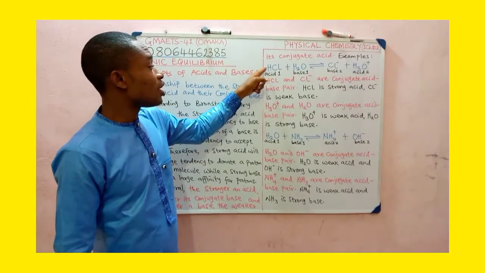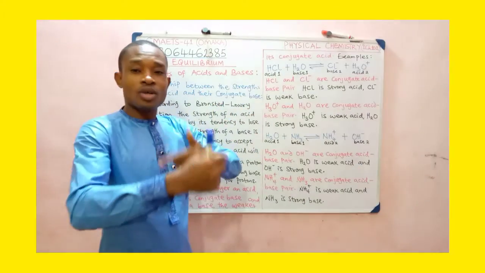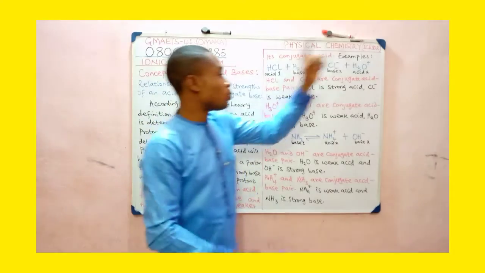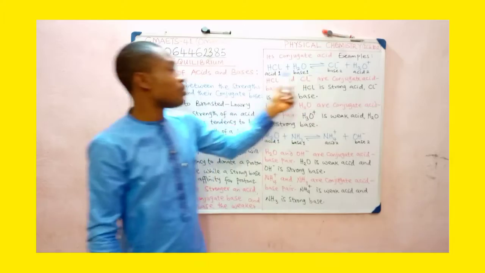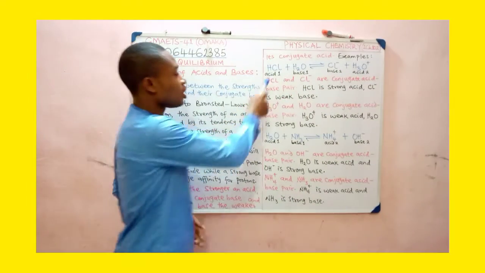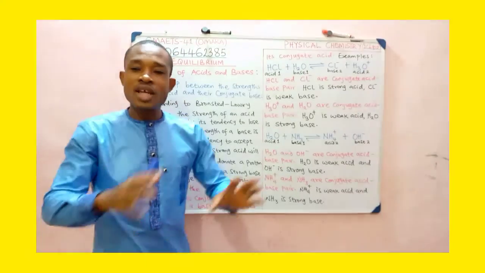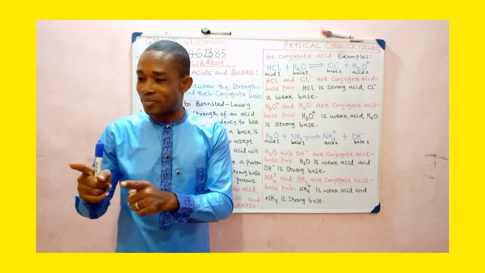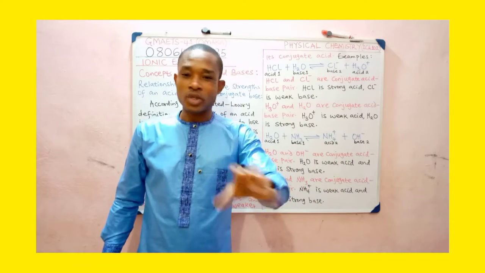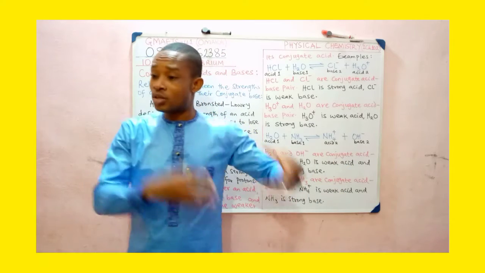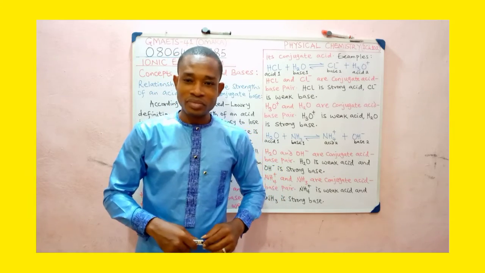So if HCl is an acid, then its conjugate base will be obtained from the product. So the base you have in the product will be the conjugate base to this acid. Therefore, HCl and Cl negative, they are a conjugate acid-base pair. Hydrochloric acid is a strong acid. Therefore, the chloride ion, which is its conjugate base, is going to be a weak base.